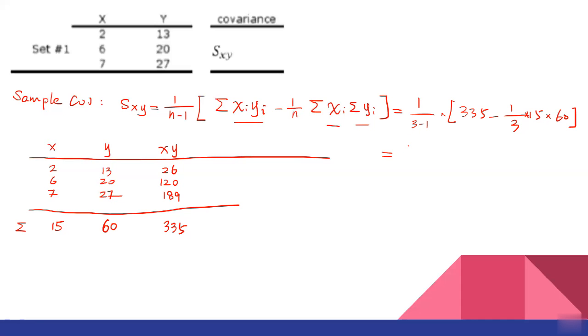And in this way, we can calculate the sample covariance. This is 1/2 times 35, which is 17.5. So this is our sample covariance. Okay. Any questions?